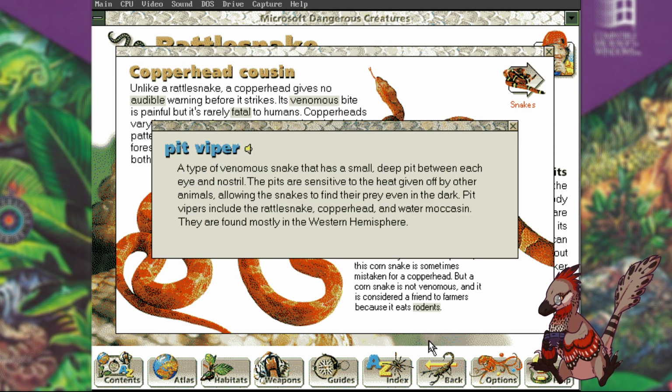Pit vipers. Pit viper. A type of venomous snake that has a small, deep pit between each eye and nostril. The pits are sensitive to the heat given off by other animals, allowing the snakes to find their prey even in the dark. Pit vipers include rattlesnake, copperhead, and water moccasin. They are found mostly in the Western Hemisphere.